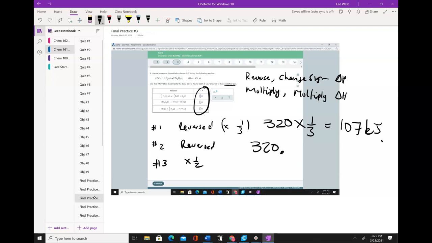In number 2, all I did was reverse it, so I've just got to write that as 320, but remember to put the dot on the end so that the trailing 0 counts. And then finally, in the last one, I've just got to multiply it by 1/2, so 320 times 1/2 is going to be 160 kilojoules, and remember we need the dot on the end there. So that's pretty cool, right? We got that done fairly easily. Alright, 3 out of these 20 questions is done.